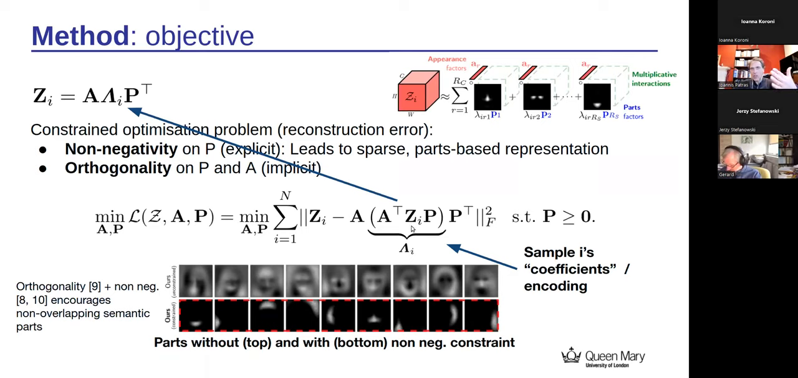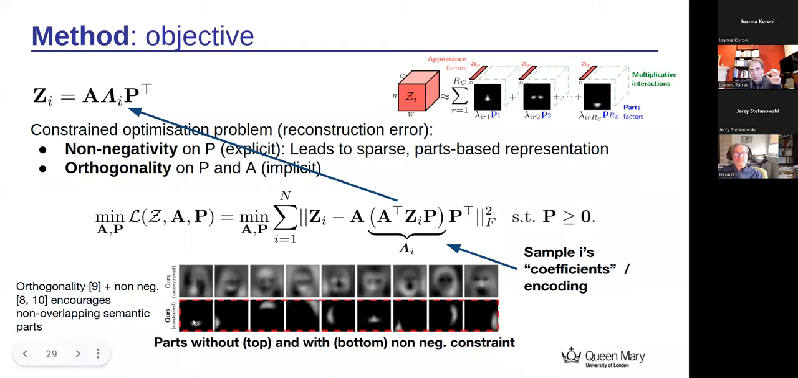And in the decoding phase, by multiplying left-hand side with alpha and right-hand side with the transpose of p, you reconstruct the original feature map. We use two constraints. One constraint is a non-negativity constraint on the parts. This is explicit. This is a constrained optimization problem. You said that the coefficients of p here should be larger than zero. This non-negativity leads to sparse parts that are also well localized.